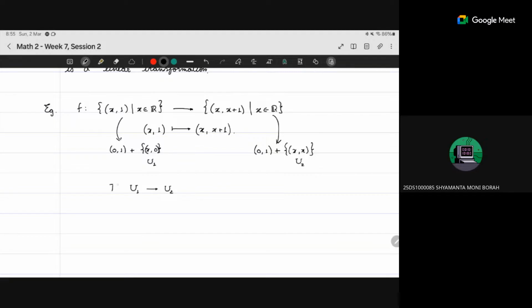How do I define this map? This is defined as T of U is equal to, in this case, since it is vectors, I'll just say T of, what is U1? Any vector in U1 is of the form x comma 0. Now this is f of x comma 0 plus 0, 1. Sir, just one moment, why we are adding... let me finish it.